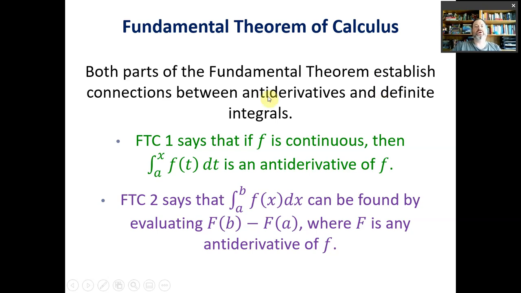The idea is that we're going to be using what we learned in the previous section, where the first part of the fundamental theorem of calculus says that this expression here is an antiderivative of f. That just means if you take the derivative of this, you get f of x. And then we used that to prove part 2, which says that to evaluate a definite integral, we need to find the antiderivative, or some antiderivative, and then plug in b and a. So that's what we're going to be doing today.